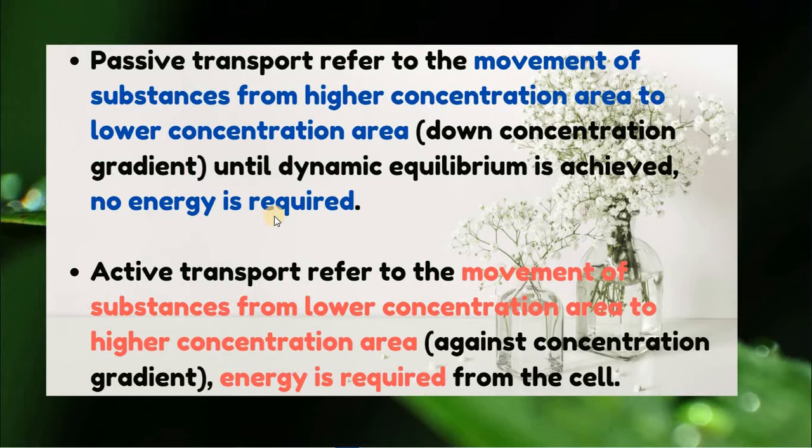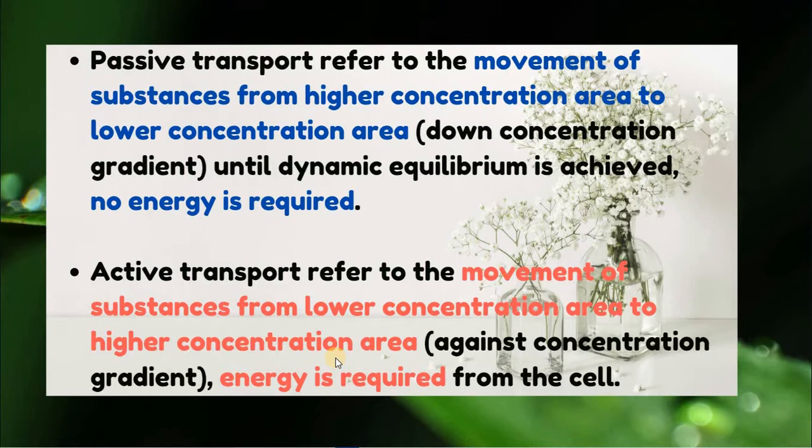Active transport is opposite to passive transport. It refers to the movement of substances from lower concentration area to the higher concentration area, in other words, against the concentration gradient. This type of active transport needs energy. Energy is required from the cell. That is referred to as active transport.